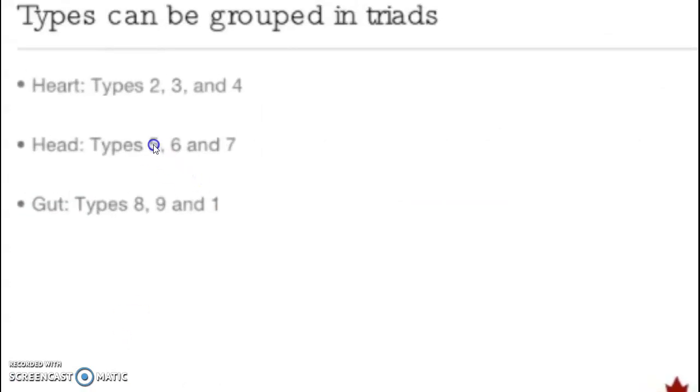And then these types can be grouped into triads or into 3 groups. So the heart, the head, and the gut. Heart types usually are 2, 3, and 4. Head types are 5, 6, and 7. Gut types are 8, 9, and 1. Alright, so they can be grouped together. These are usually the groups that might have core types that blend into other types.